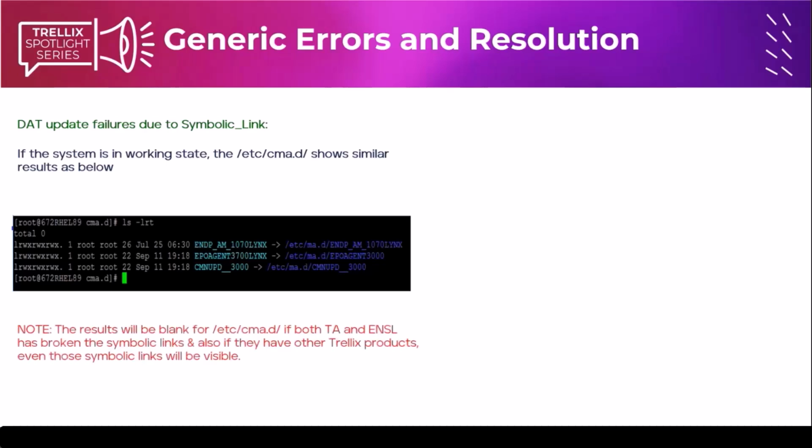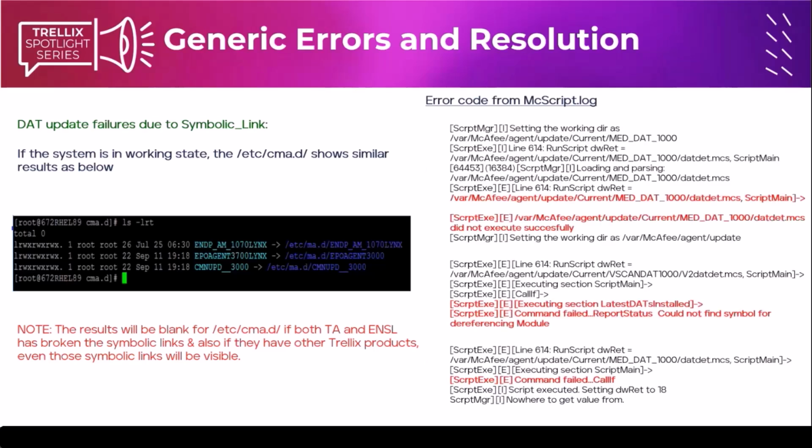Note, whatever product you install, TIA or ENSL, those plugins should be reflected under /etc/cma.d. In case they are missed, if it is blank, or if you delete it by mistake, this breaks the product. And this is one of the snippets from mcscript.log.